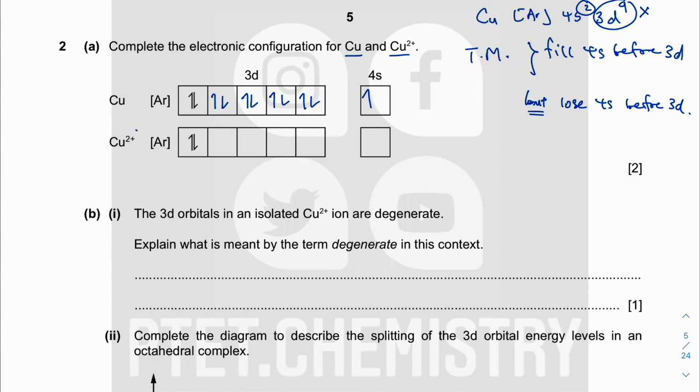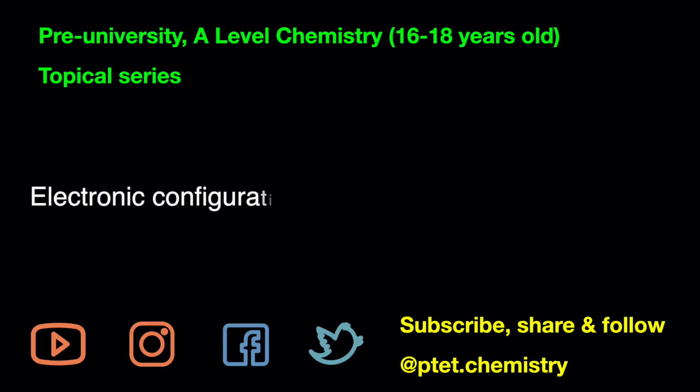So now because it's copper 2 plus, I lose 2 electrons. I lose the first one from 4s because there's only one there, and I lose the second one from the 3d. So there's nothing in the 4s, and I'm left with just 9 in the 3d.